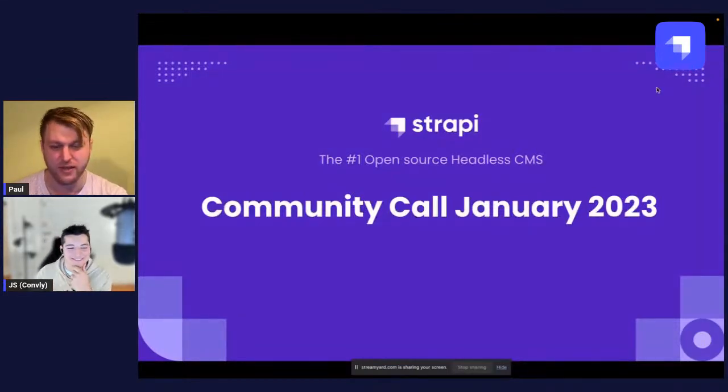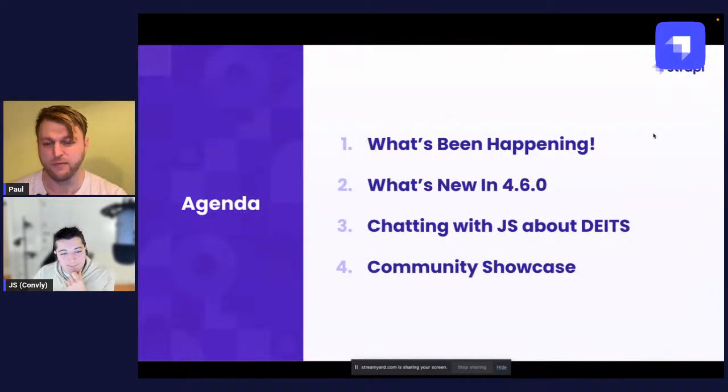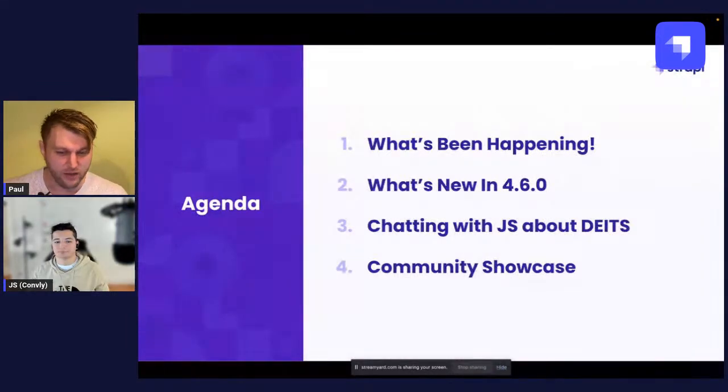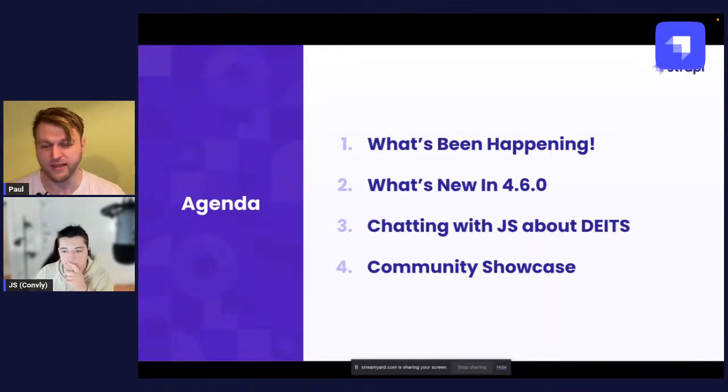Before we get into it, let's do a quick recap of what we're going to talk about. We're going to talk about what's been happening and what's new in 4.6.0. Obviously, we're going to have our wonderful chat with JS, our full stack software engineer at Strapi, about DEITS. We're also going to do a community showcase where Daniel will come in and talk about an awesome custom field he has created and why you should be interested in building your own custom fields.